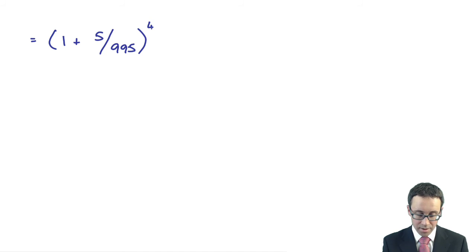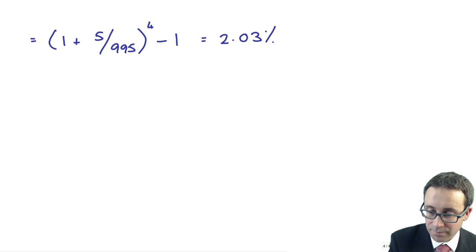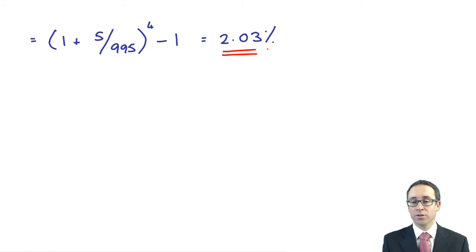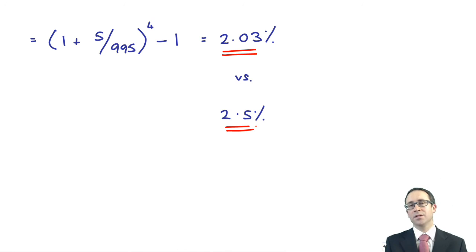Is that right? 5 divided by 995. 1 plus my answer, to the power of 4. And then subtract 1, isn't it? There we go. That gives you there 2.03%. Okay. So what you've got there is 2.03% on the treasury bill versus the 2.5% which was on the bank deposit, which is great, isn't it, if you think about it, because you've got less of a return on the treasury bill because you have that little bit less risk than what you have on the bank deposit.